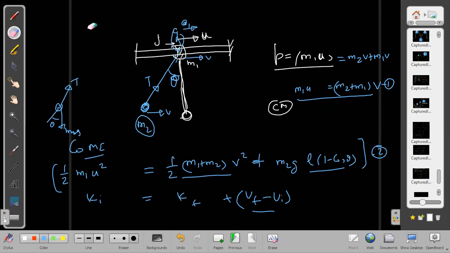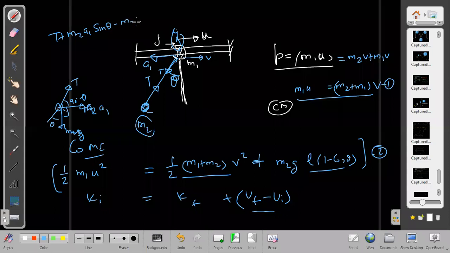Acceleration is not in the forward direction. Which side will the acceleration be? Acceleration will obviously be along the direction of tension. Tension on this is backwards, so acceleration will be backwards, A1. Then the pseudo force will be m2 A1 forward. Then taking along this side, this is theta, this is 90 minus theta: T minus m2g cos theta plus m2 A1 sin theta equals m2 v square by L. This is equation one.